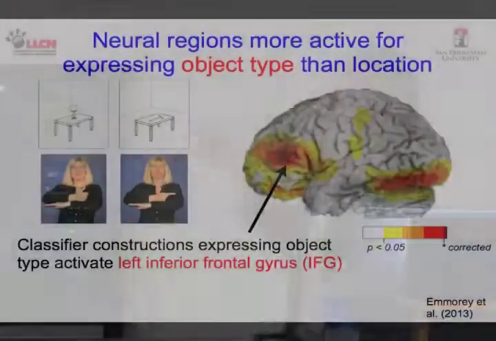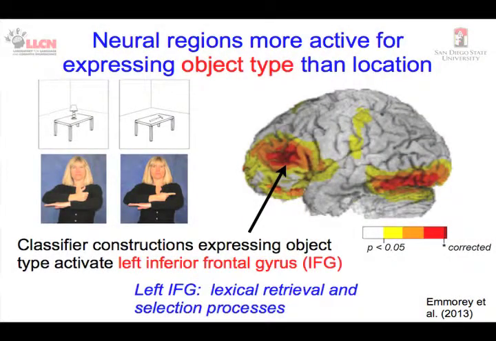We also see Broca's area involved. Again, lexical search and retrieval. You have to pull out the right hand shape. And our idea is that these hand shapes are stored in the lexicon and have to be retrieved, unlike locations or movements, if you're talking about movement through space.